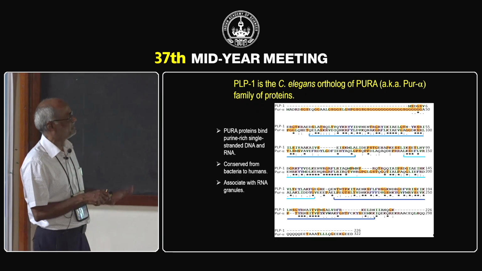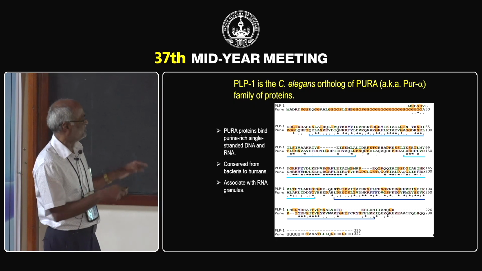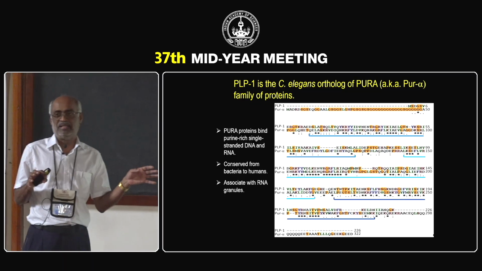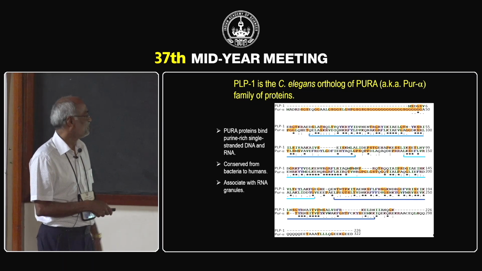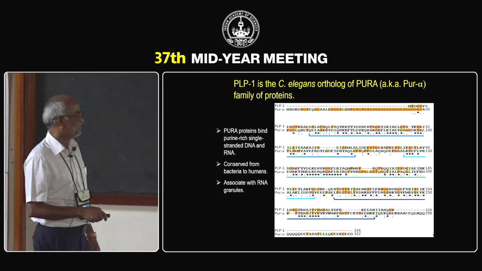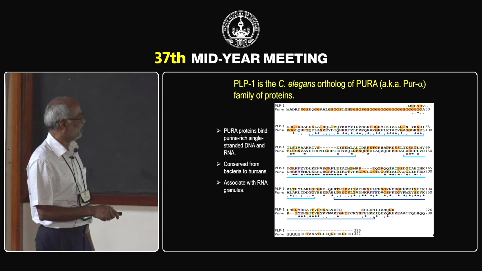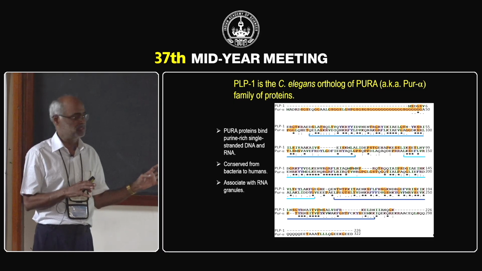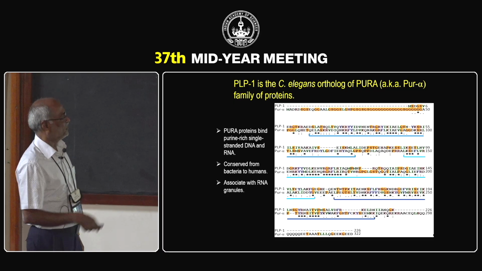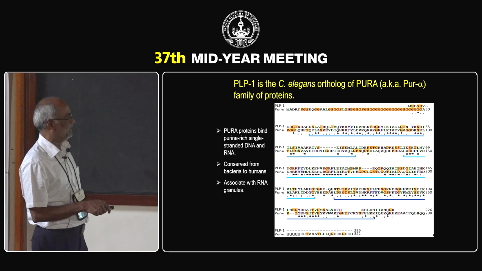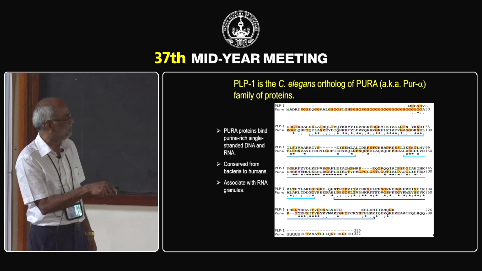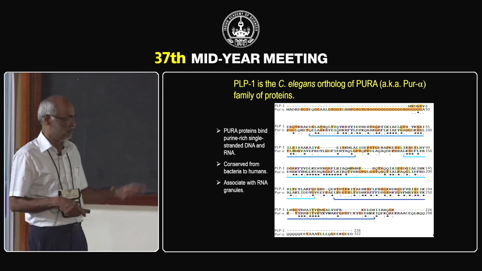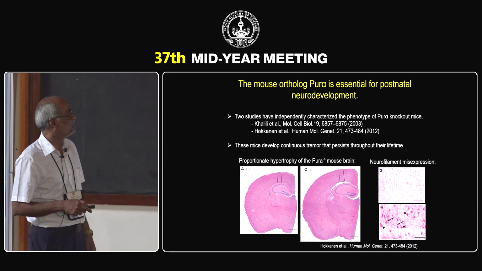So PURA-alpha was an intermediate name. Now people focus on using this. So this is present in all organisms, from bacteria to human. Okay, and in vitro studies and cell culture studies have shown that it is found in RNA protein granule structures. So this is an alignment showing the relationship between the C. elegans PLP-1 and the human PURA-alpha. So there are conserved domains, and I'm not getting into that for today's part.